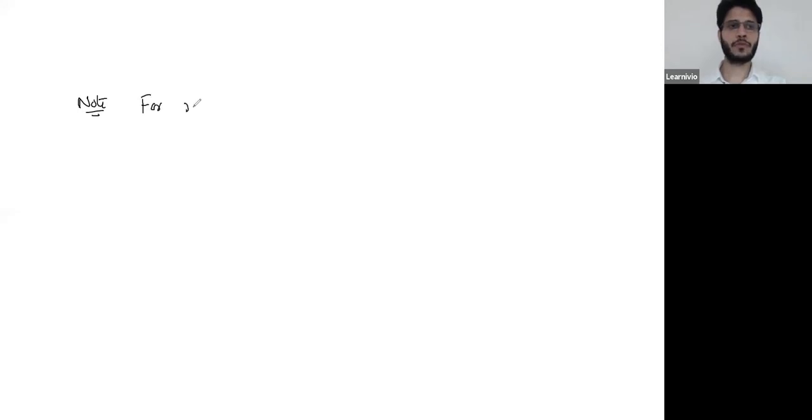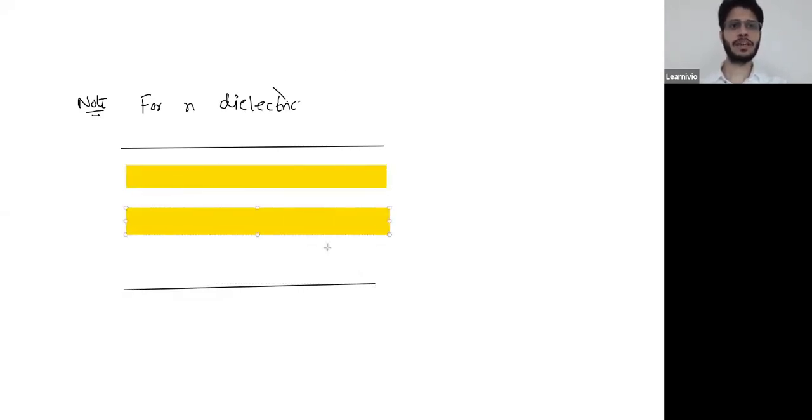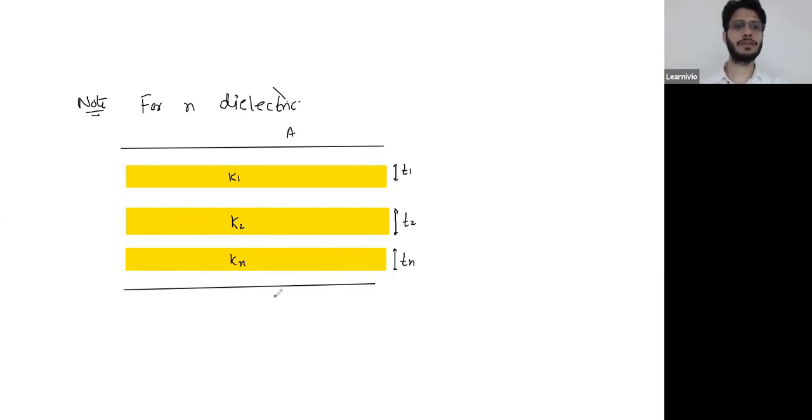The next is, what if you have a number of dielectrics, n dielectrics? So this is your parallel plate capacitor, and between the plates you place a number of dielectrics. This is the first dielectric, you place a second dielectric, up to the nth dielectric, so I place n number of dielectrics. The dielectric constants are K1, K2, Kn. The thicknesses are T1, T2, Tn. The area of the plate is A, and the separation between the plates is D.